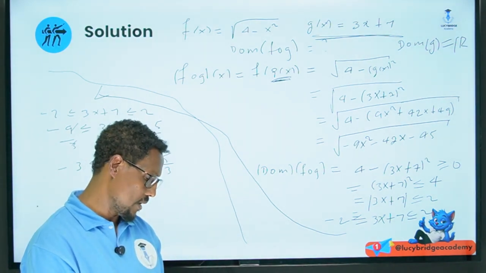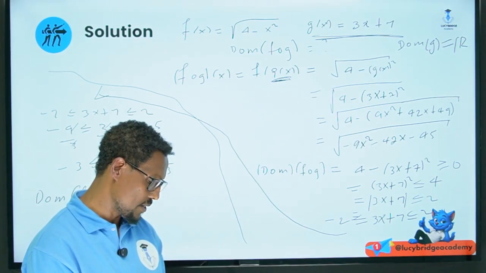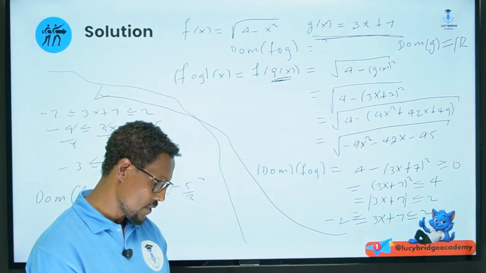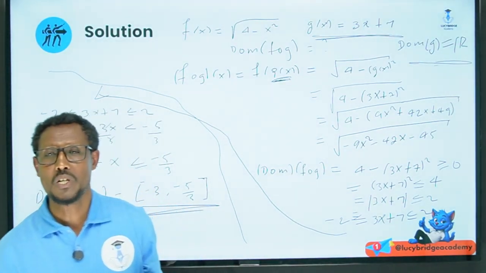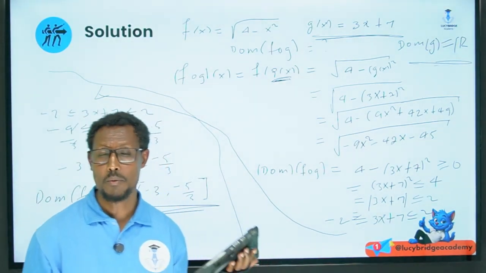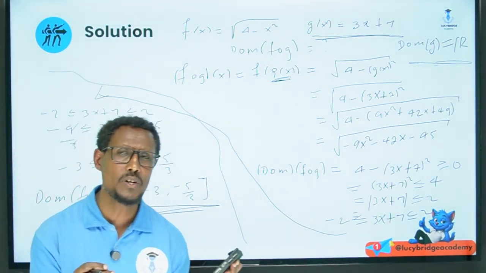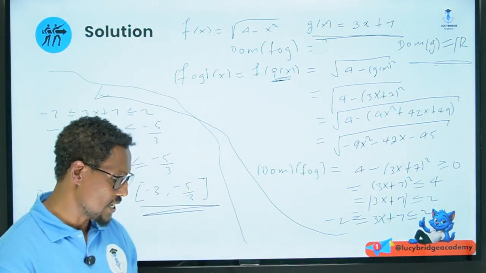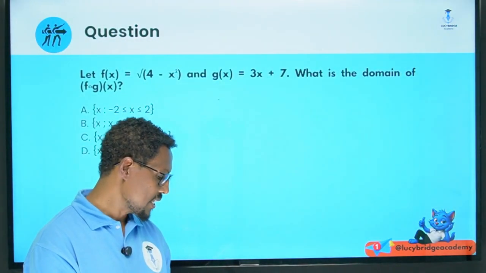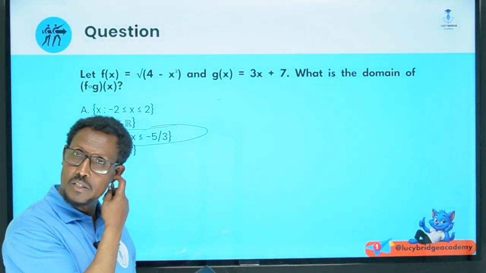Domain of f circle G is equal to from minus 3 to minus 5 over 3, in the set of real numbers, intersected with the set of all real numbers. If the inner function's domain is the set of all real numbers, there is no problem. That means we take the domain of fog itself. But if the domain of g of x, the inner function, is outside the real numbers, we intersect it with the domain of fog and may get a different intersection. We will come to that type of question. Anyways, the answer is from minus 3 to minus 5 over 3. The answer is C, the domain of fog.